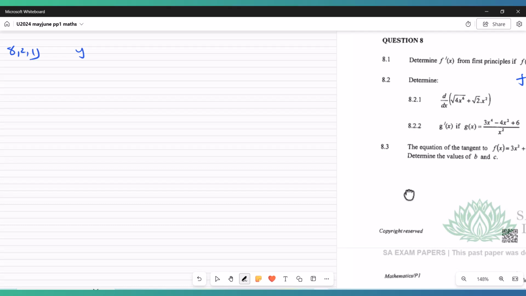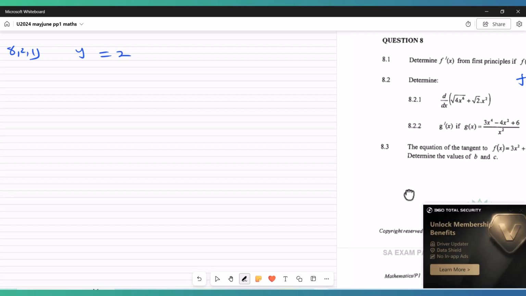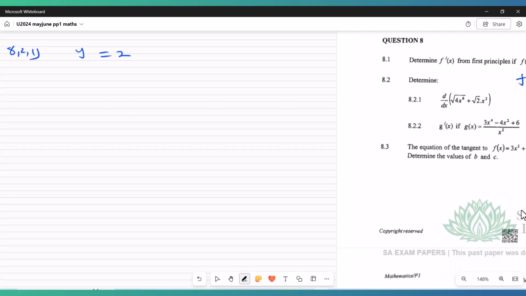8.2.1. Our y equals, down the brackets. Now the square root of 4 is 2. The square root of x power 6 is x power 3, so I'm going to say here x power 3. And then this is plus root 2, times x squared. So now I can differentiate.